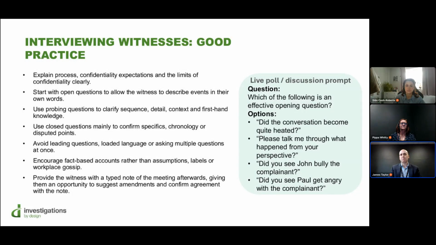So a simple questioning model is: you start with an open question, you listen, and then probe, depending on what answers they give you, clarify, play back, and confirm, but always start with an open question. It might be useful as well, we've got a poll here to say which of the following do you think is an effective opening question. I'll leave a moment for people to put their answers here.